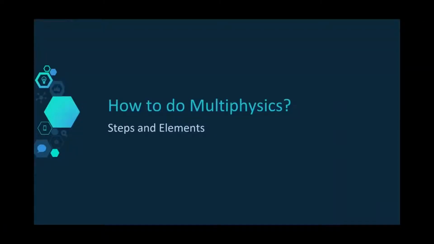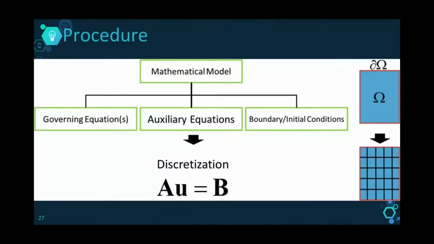The second part, how to do multiphysics. In this part, we're going to go through the steps that we need to do for doing multiphysics, and also the typical elements in solving a multiphysics problem. So this plot shows the typical procedure. Actually, it's similar to a procedure that we will adopt in numerical analysis.